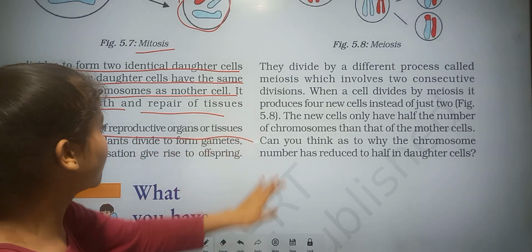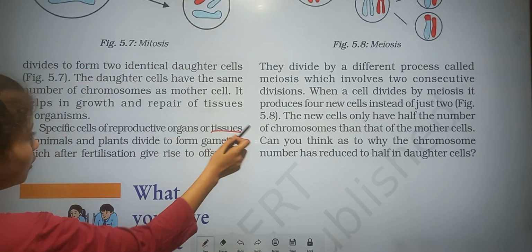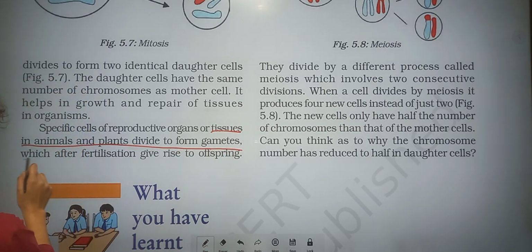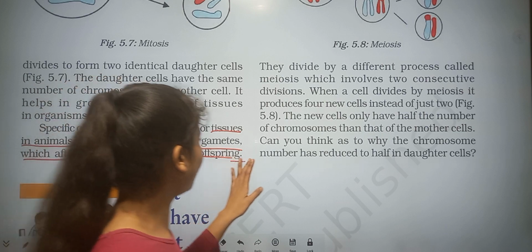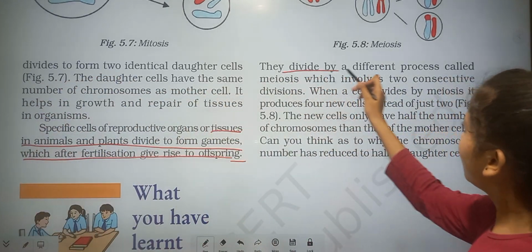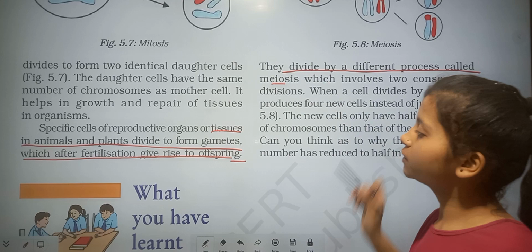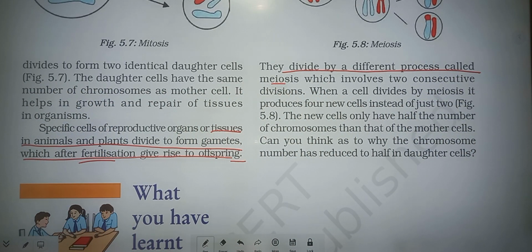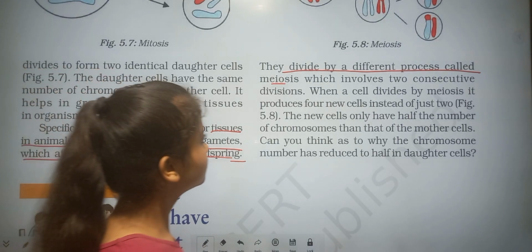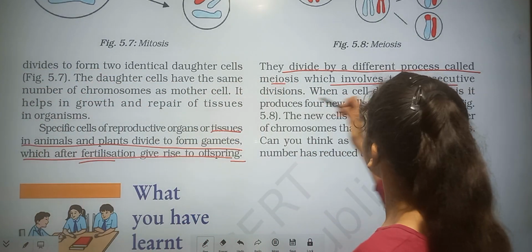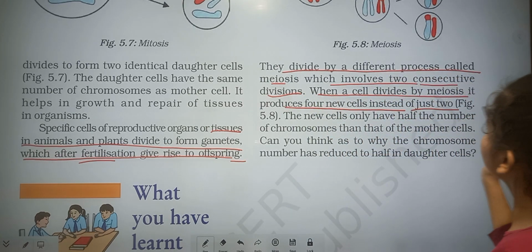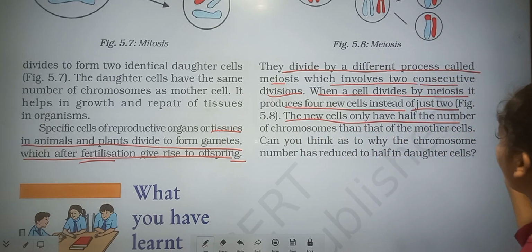Specific cells of reproductive organs or tissue in animals and plants divide to form gametes, which after fertilization give rise to offspring. They divide by a different process called meiosis, which involves two consecutive divisions. When a cell divides by meiosis, it produces 4 new cells instead of just 2. The new cells have only half the number of chromosomes of the mother cell.